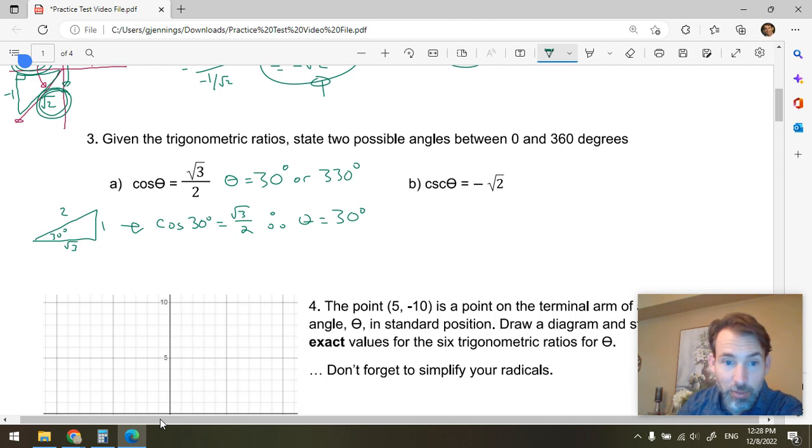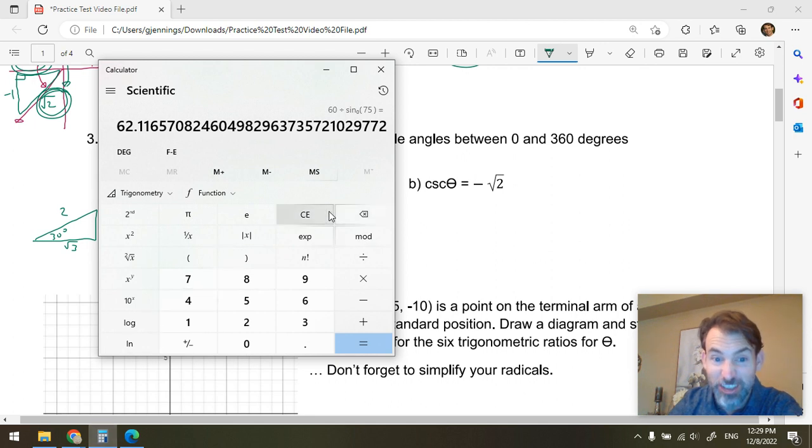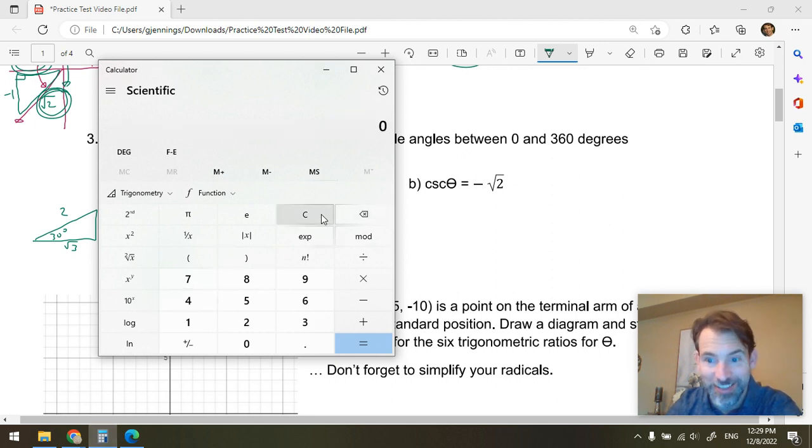But I also remember that because of the CAST rule, the cosine is going to be positive there and there. So there's another answer in the fourth quadrant, which is 360 minus 30 degrees. And that will also have an answer of root 3 over 2. And then, if you're still not sure, use your calculator and check.